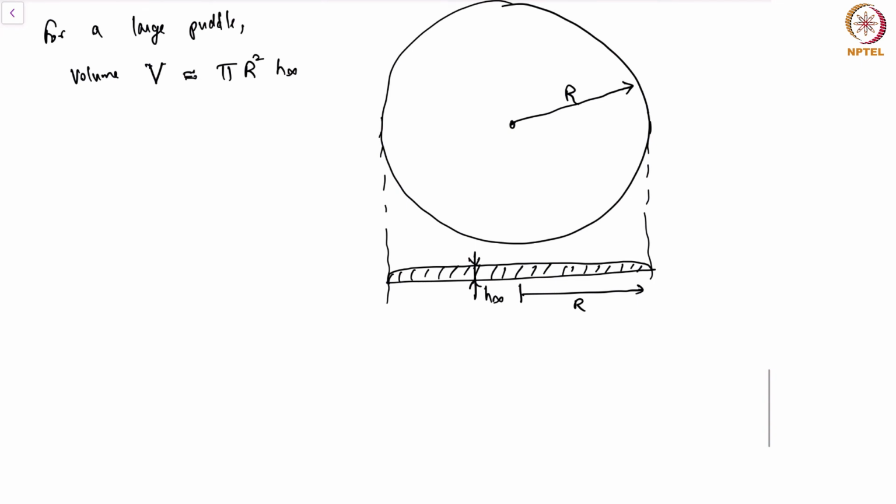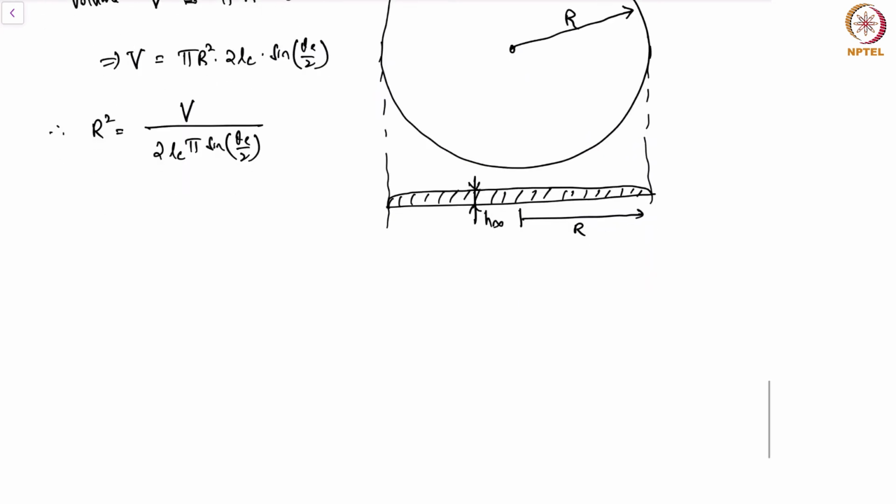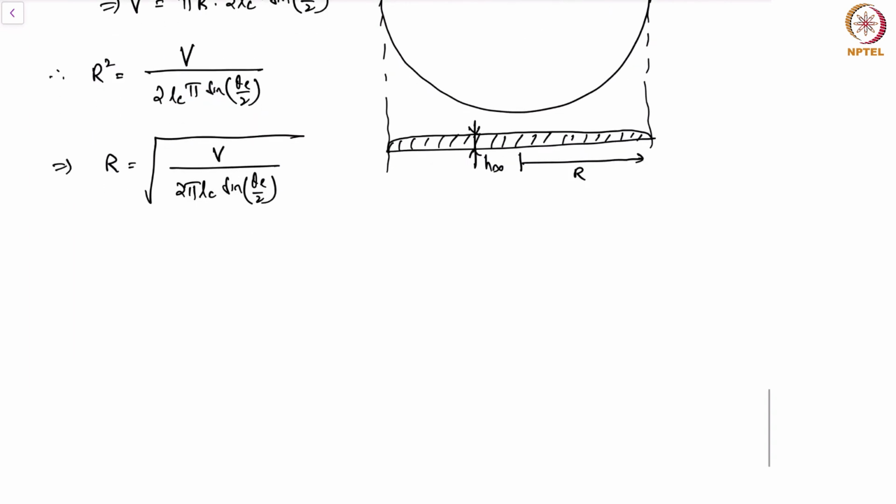Okay. Now we can immediately get the volume to be pi r square times 2 LC sine of theta e by 2, and therefore I have the radius square is the volume divided by 2 pi LC sine of theta e by 2, or in other words, the radius of the puddle would be the square root of the volume divided by 2 pi LC sine of theta e by 2. This is the volume of the puddle.